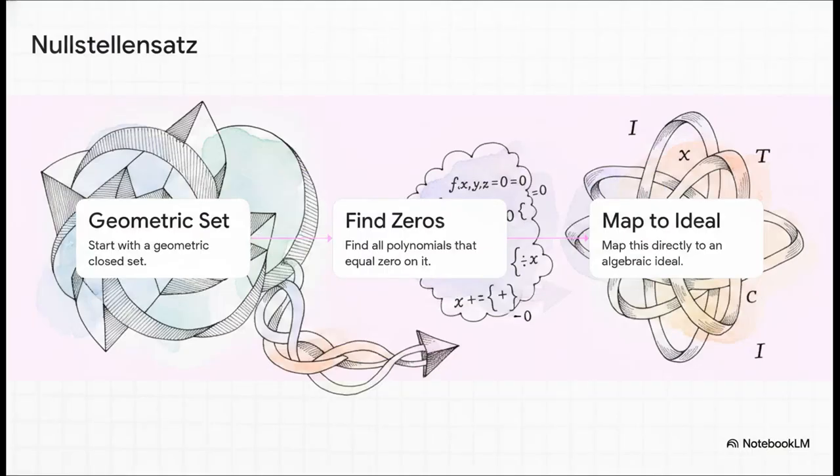This brilliantly illustrates the core of Hilbert's Nullstellensatz, which is a totally massive theorem in this field. It shows us this precise one-to-one correspondence. We can actually reverse engineer the relationship between a physical shape and its underlying algebra. You start with a geometric closed set, then you find all the polynomials that vanish or equal zero on it. And finally, you map that directly to an algebraic ideal. An ideal is essentially just a highly structured collection of polynomials. It's like having a perfect translation dictionary between two entirely different branches of math.